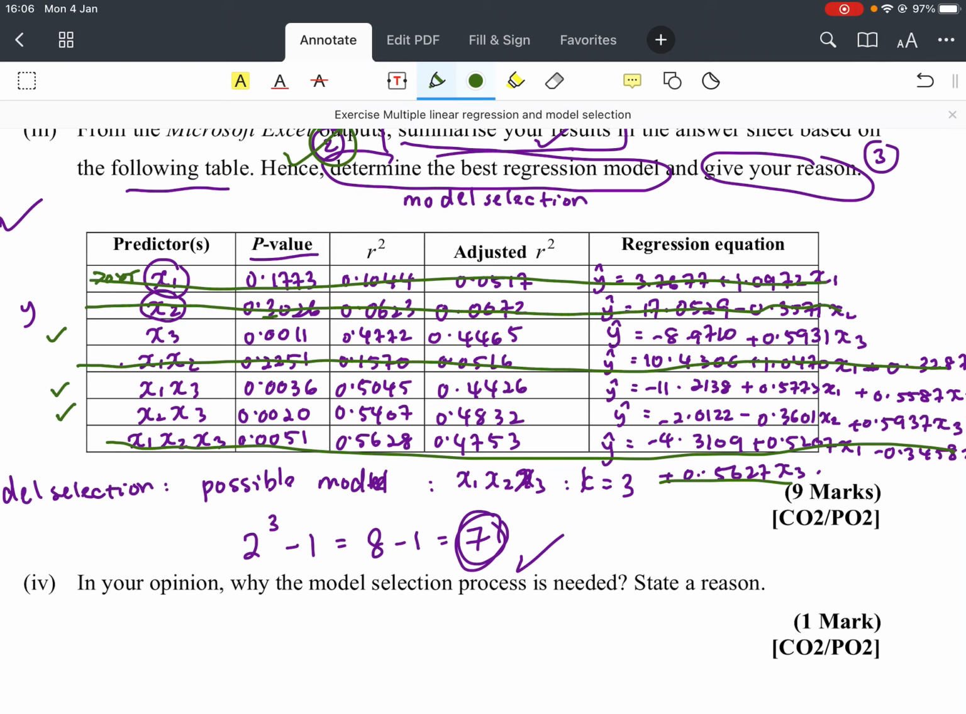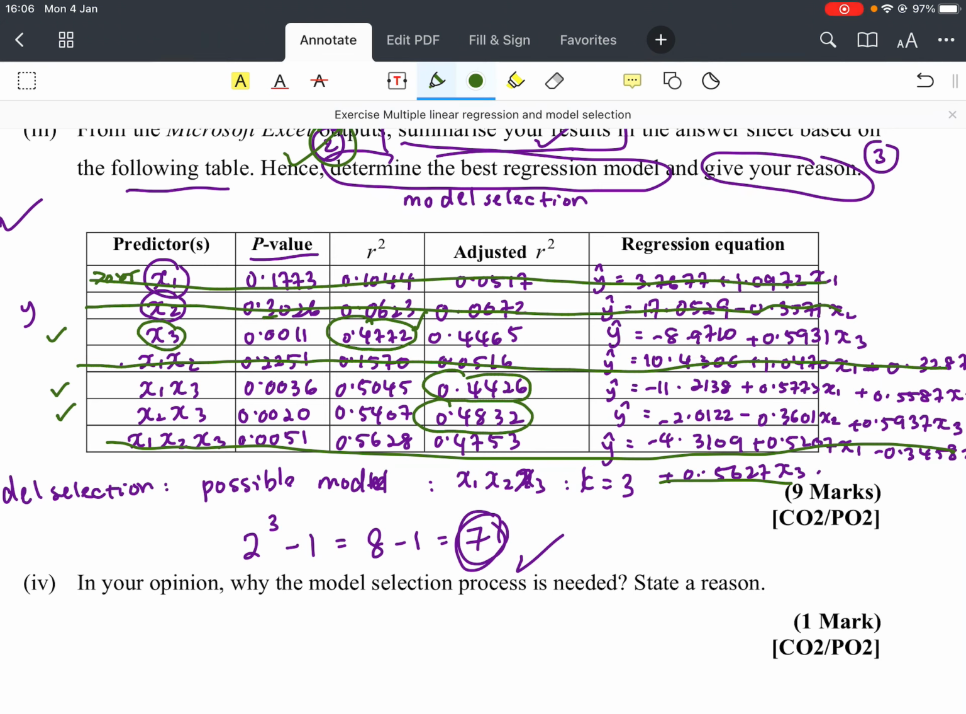Now, we look at the r-square and adjusted r-square. For x3, we will look at the r-square because it is simple linear regression. For x1, x3, we look at adjusted r-square. For the x2, x3, also adjusted r-square. Now, find the smallest p-value. The smallest p-value is x3 here. So, it also gives you the highest r-square.